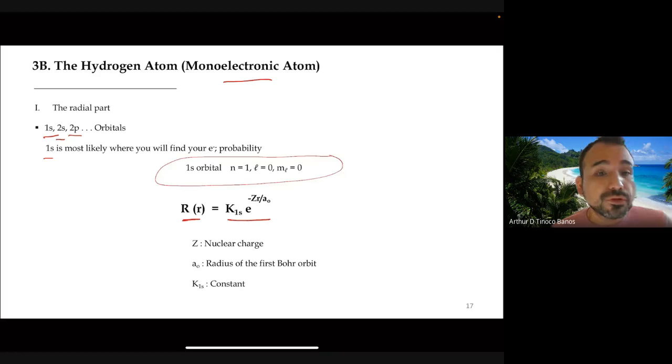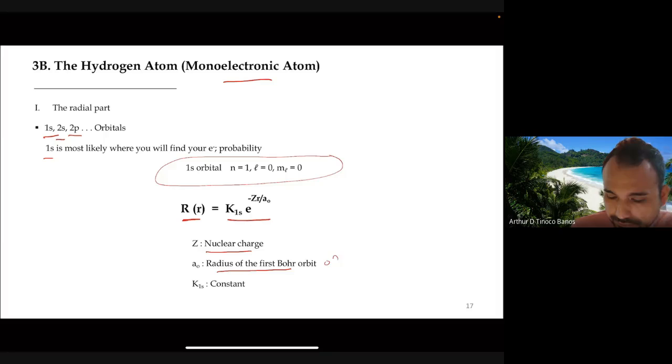All right, let's define a few features of this particular equation. Here we have K1s, which is a constant that pertains to the 1s orbital, times e raised to negative Z times r divided by a naught, where Z is the nuclear charge, a naught is the radius of the first Bohr orbit. Okay, so the first Bohr orbit of the hydrogen atom. Let me put that here.